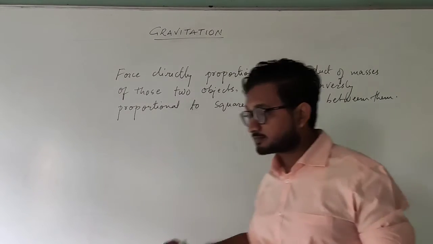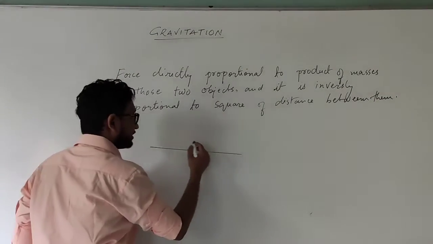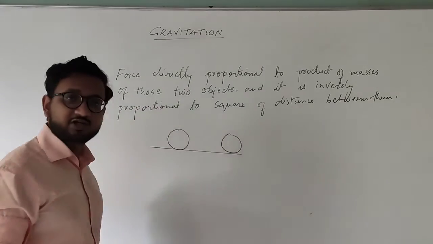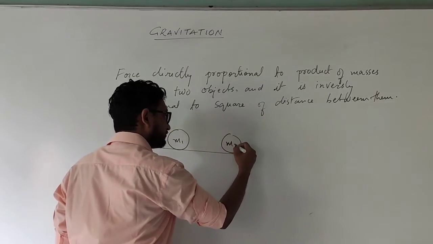Now let's understand the statement. Suppose we have an object over here like this in an isolated system. This is an object of mass m1 and this is an object of mass m2.